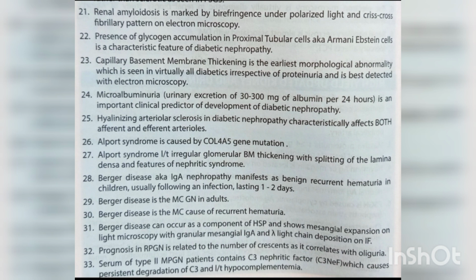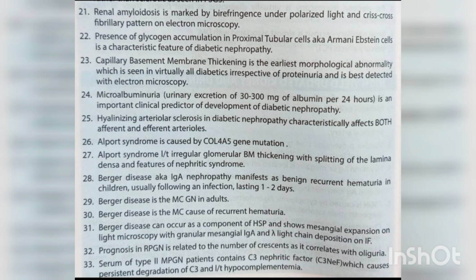Microalbuminuria, urine excretion of 30 to 300 mg of albumin per 24 hours, is an important clinical predictor of development of diabetic nephropathy. Hyalinizing arteriolar sclerosis in diabetic nephropathy characteristically affects both afferent and efferent arterioles. Alport syndrome is caused by COL4A5 gene mutation.